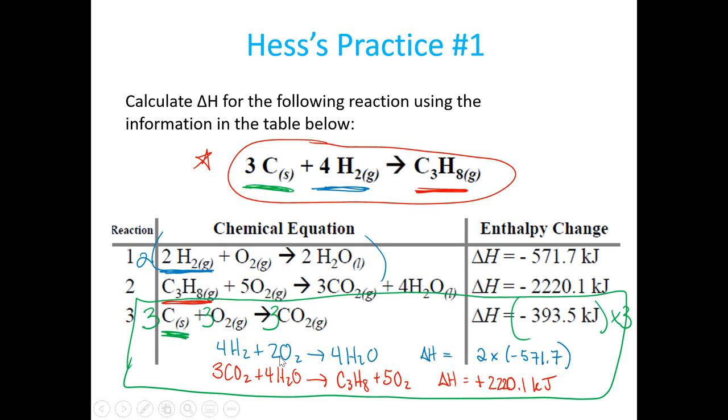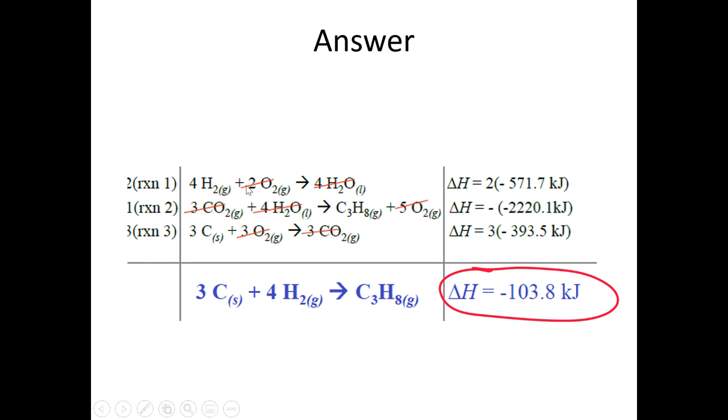Like we had 3 and 2 oxygens on the left and 5 on the right, so those all canceled out. And we have 4 waters on the left and 4 waters on the right, so those canceled out. So these all add up to get this equation right here. And I'll show you what this looks like here. So they all add up. Some CO2s cancel out, the H2Os cancel out, the oxygens canceled out, and we're just left with what we're looking for. And then when you add up these numbers right here, you get negative 103.8 kilojoules.